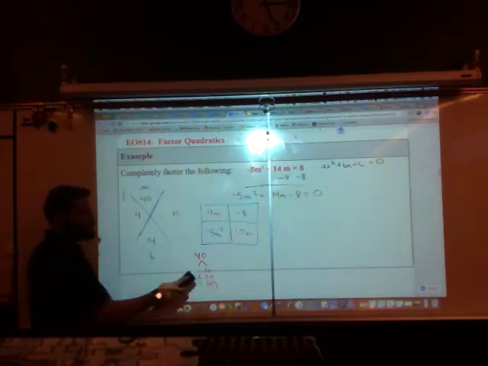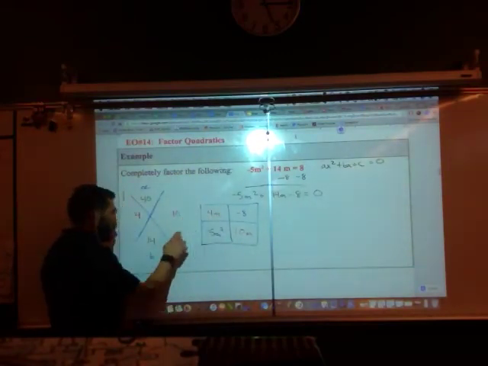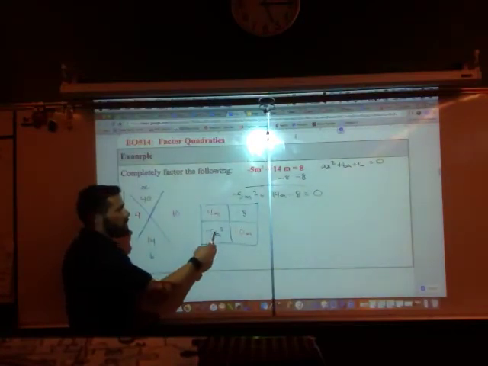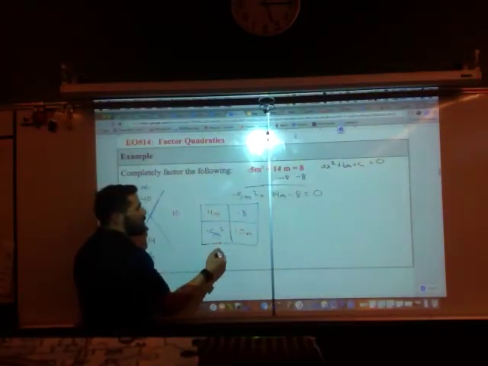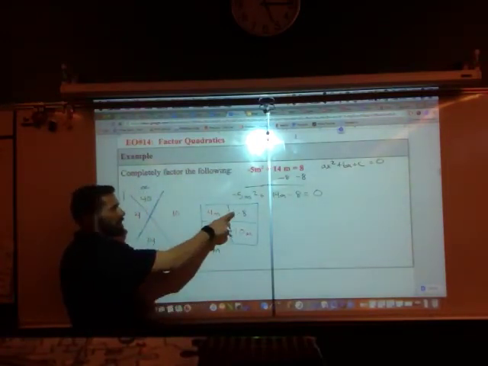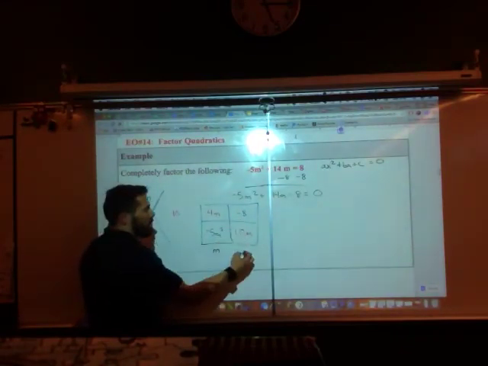I'll go ahead and erase this. I now need to find these dimensions right here so I can find the factors. So I'm going to look down this column right here and figure out what it has in common. It's got the m in both of them. Then I'm going to go down this column. What does it have in common? It should have 2 in common.